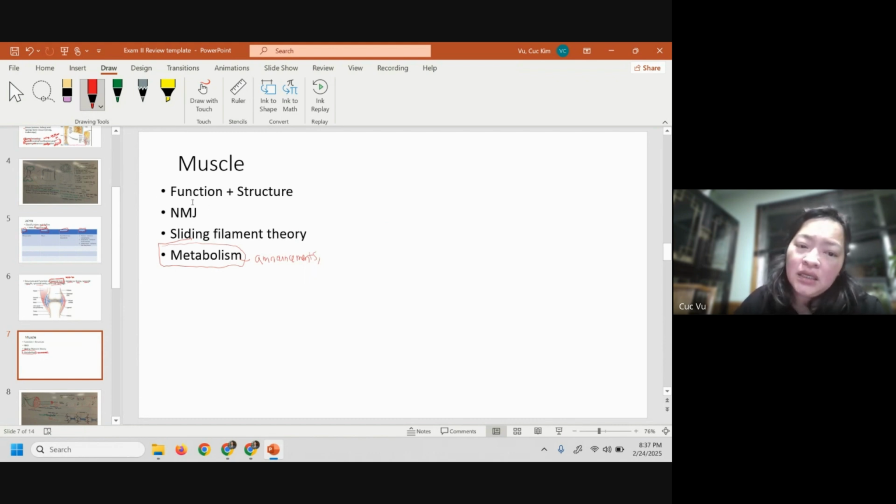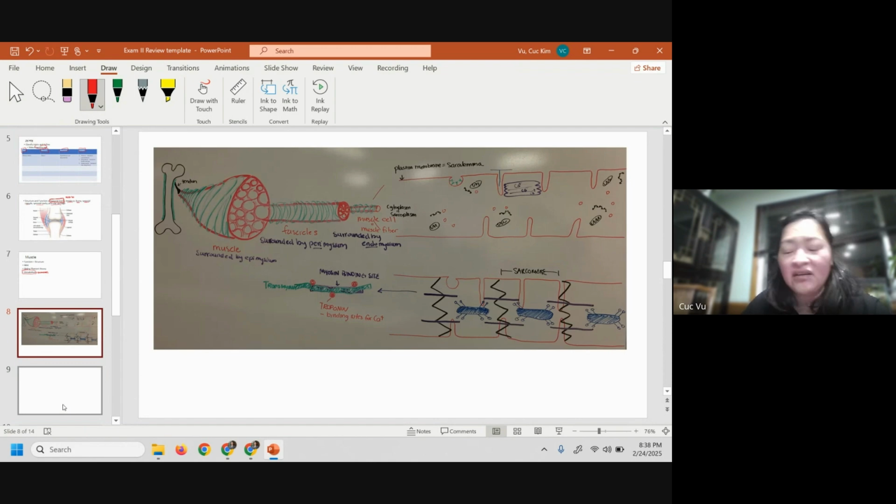The first part on function and structure and the neuromuscular junction is just kind of memorization, knowing what the parts are and their functions. So the two main physiology components are the sliding filament theory and metabolism. However, you can't understand the physiology unless you understand the structure and the function. It just doesn't work. And that's why it's really important to get this down first. It's just a flow chart to kind of see how everything fits to each other.